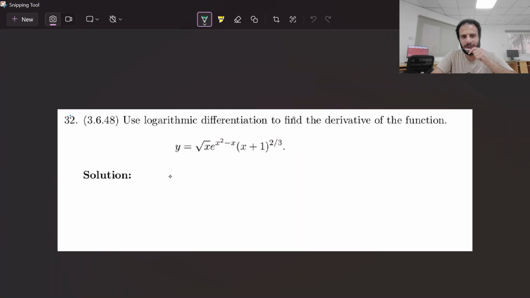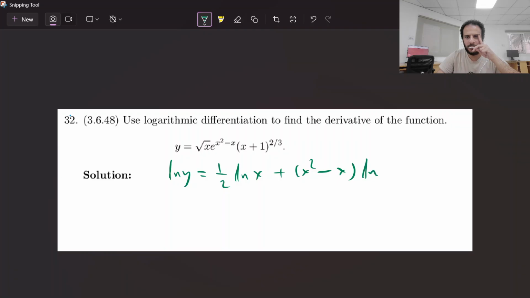Yes, let's start now. So ln y equals what? Half ln x, right? Then plus x squared minus x, right? Ln e is 1, remember that, so no need to write it. Then plus 2 over 3 ln x plus 1. I really enjoy doing these things. They are enjoying, right?